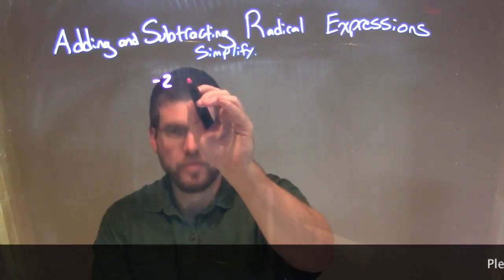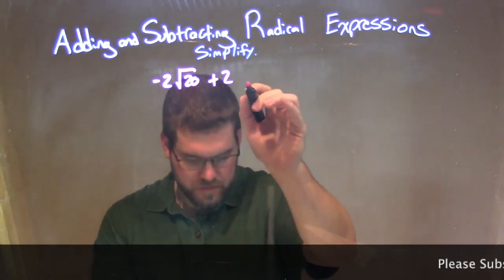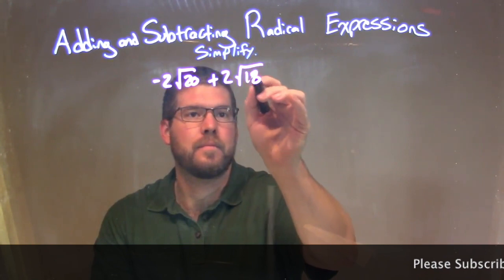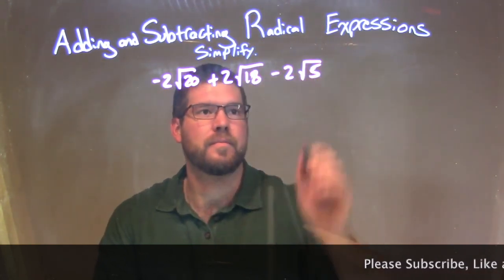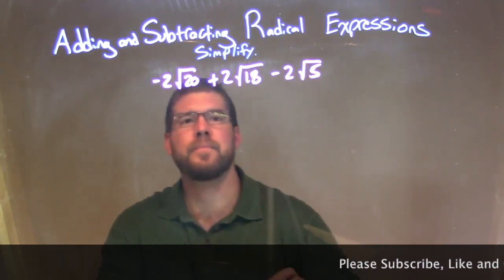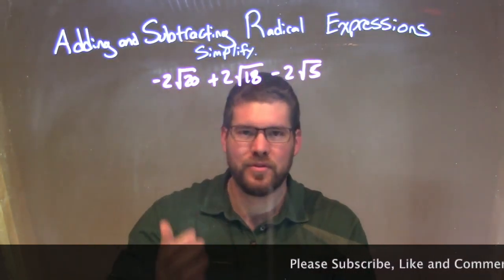Negative 2 times the square root of 20 plus 2 times the square root of 18 minus 2 times the square root of 5. Okay. Well, what I want to do here now is I'm going to try to break down each one of these square roots into its simplest form.